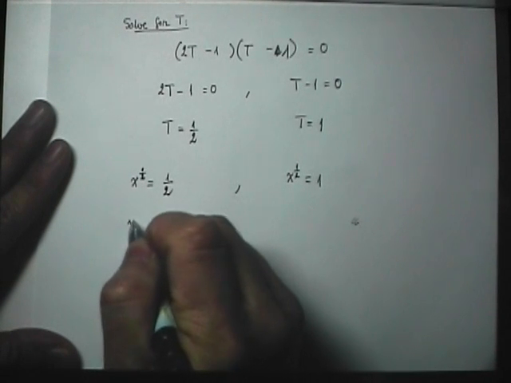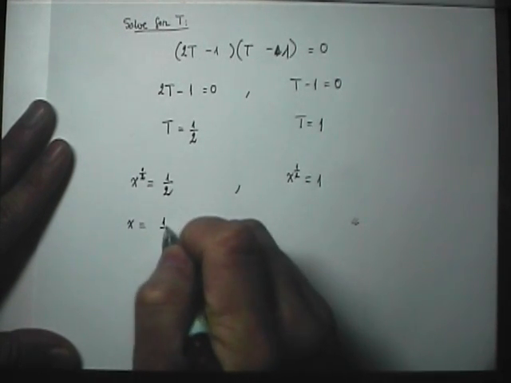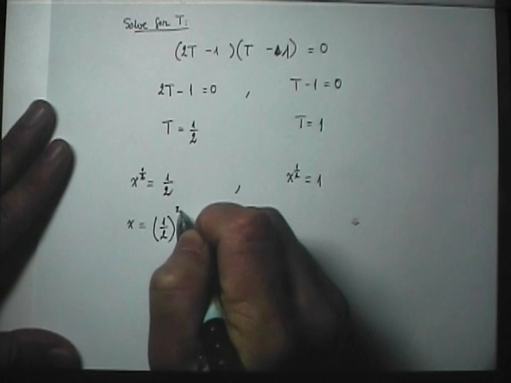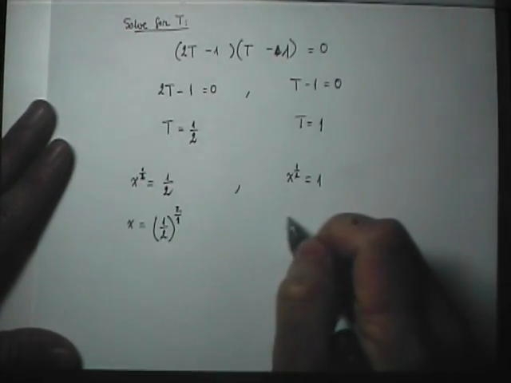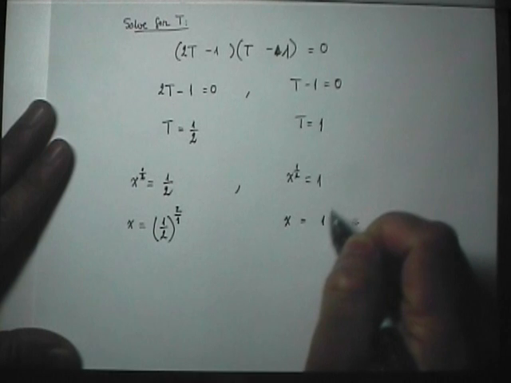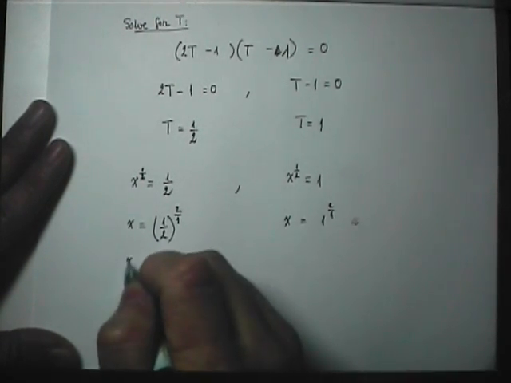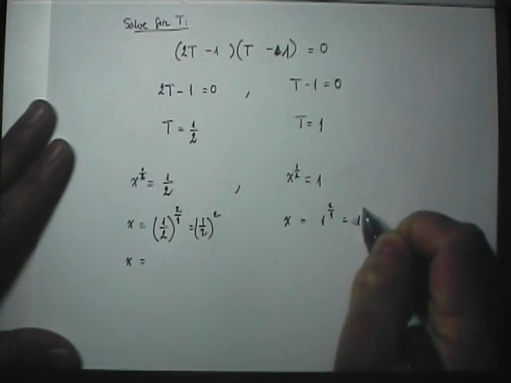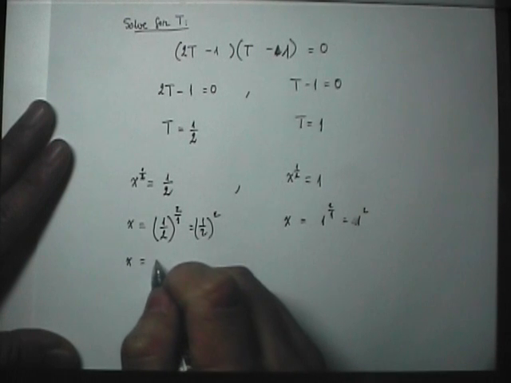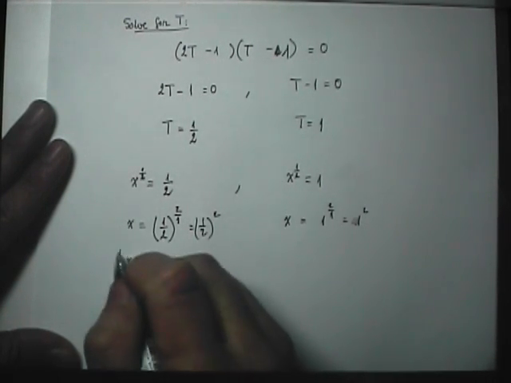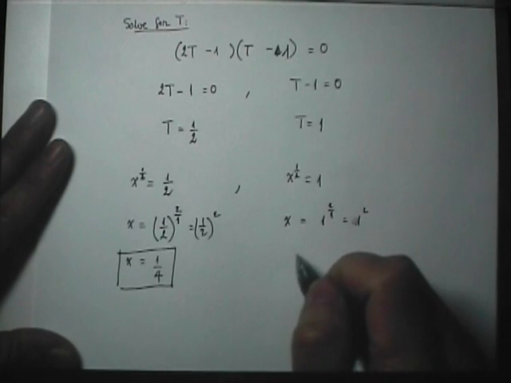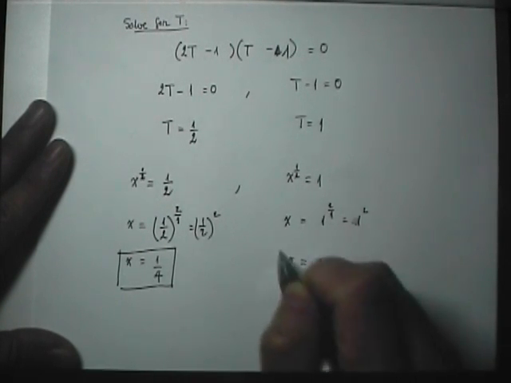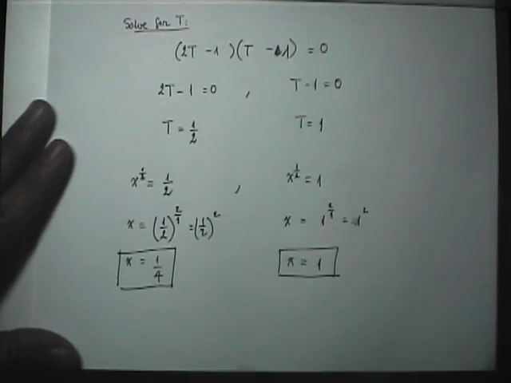So to solve for x here, all I have to do is raise 1/2 to the 2/1 power. And I'm raising 1 to the 2/1 power. Okay? And that basically means 1/2 squared. And over here it means 1 squared. And so my final answer would be 1/4 for x. No need for the plus and minus sign. And here x equals 1. Once again, no need for the plus and minus sign. So my two answers here are x equals 1/4 and x equals 1.